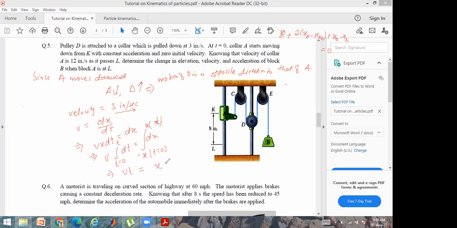So at any time t, x_D minus x_D naught, the initial value, equals v times t. What is v? Velocity is 3 and the time we have already found is 1.33 seconds. So this will be equal to how much? Around 4 inches. 3.99, around 4 inches.